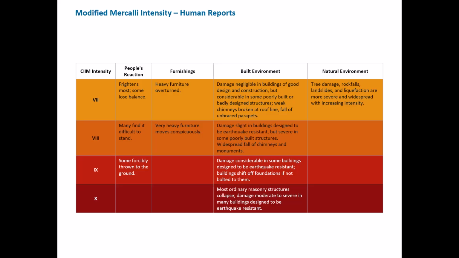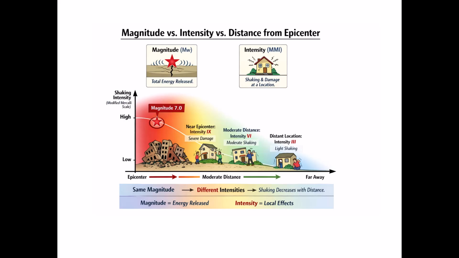People are being forcibly thrown to the ground. And now we're getting considerable damage in buildings, even the ones that were designed to be earthquake resistant. Buildings may shift off foundations if they're not bolted down. And 10 is we're in the catastrophic. Most ordinary masonry structures collapse, damage moderate to severe in many buildings which were designed up to code and to be earthquake resistant. So, yeah, that's your number 10 scale there.